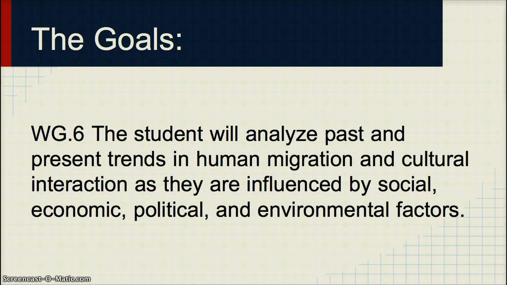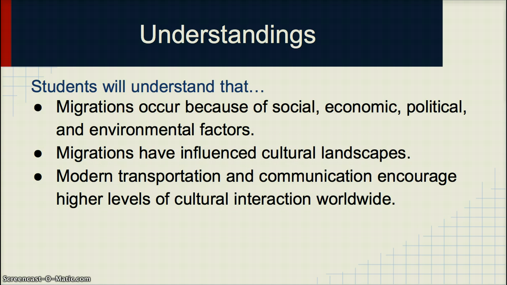The goals for the unit are that the student will analyze past and present trends in human migration and cultural interaction, as they are influenced by social, economic, political, and environmental factors. This particular goal is a Virginia state goal, but you can find something like that in most world geography classes. So really quickly, before I talk about how I'm going to teach it, I just want to go through the expectations of what they're going to learn and what they're going to do.